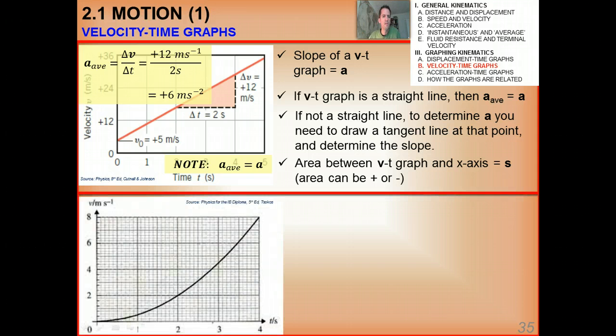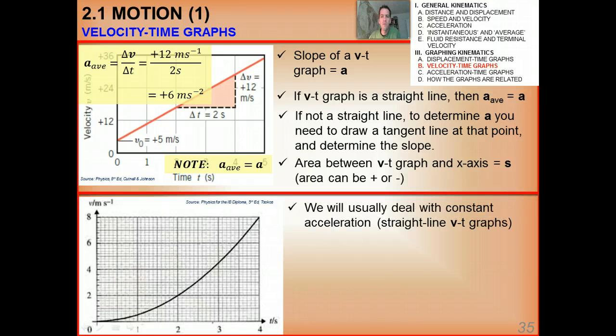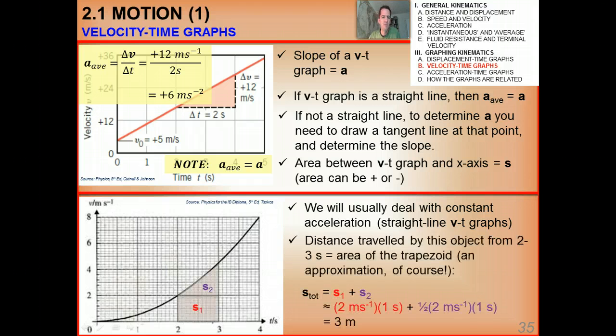Okay, again, a more realistic situation is a nonlinear VT graph. We will usually deal with constant accelerations, which are straight line VT graphs, but you need to be able to understand how to deal with curved graphs. The distance traveled by this object from 2 to 3 seconds equals the area of this trapezoid, which of course is an approximation because the graph itself is curved. So I get the total displacement here is S1 plus S2, which is approximately 3 meters if you work it out. It should actually be positive. There should be a positive here. It's positive 3 meters.